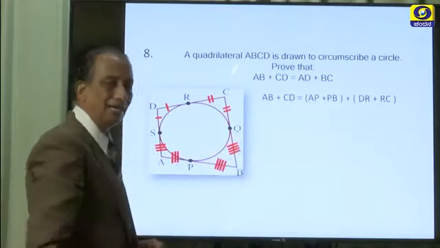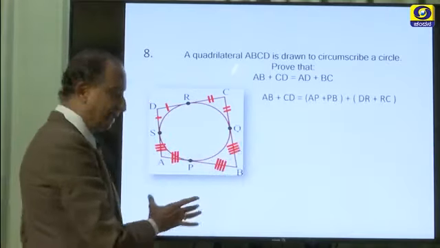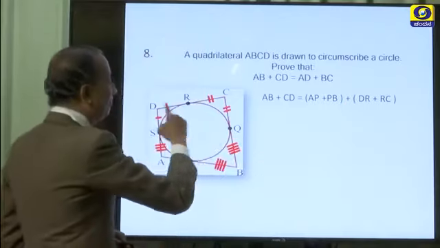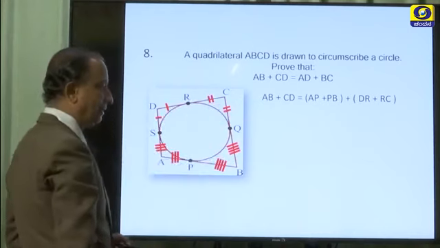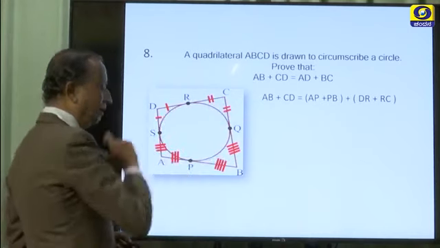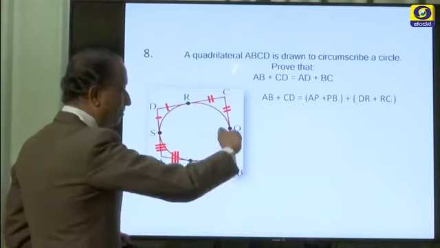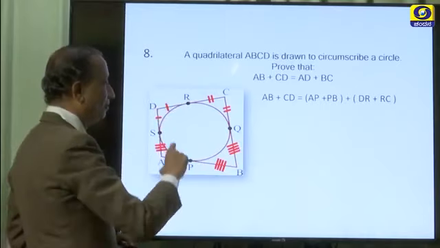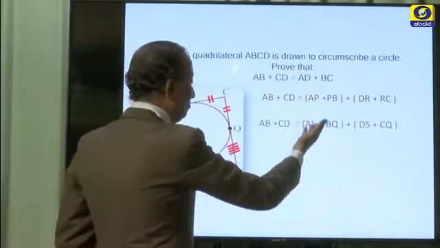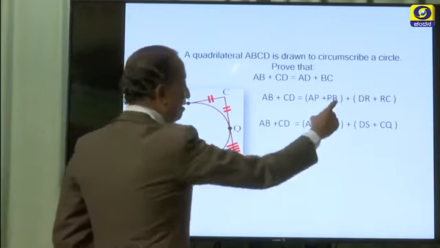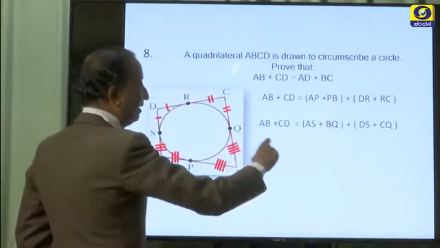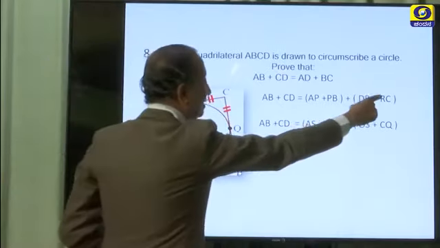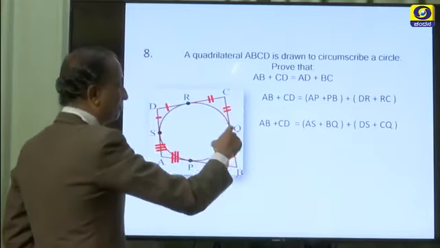So, AB plus CD is nothing but AB can be split as AP plus PB, plus CD can be written as DR plus RC. Now, instead of AP, can we not substitute AS? Instead of PB, write BQ. Instead of DR, you substitute DS, and in place of RC, you can substitute CQ.